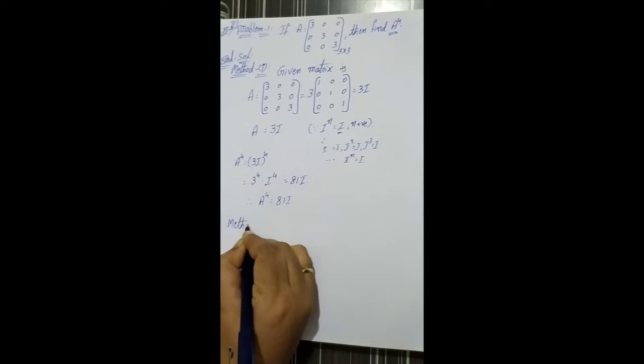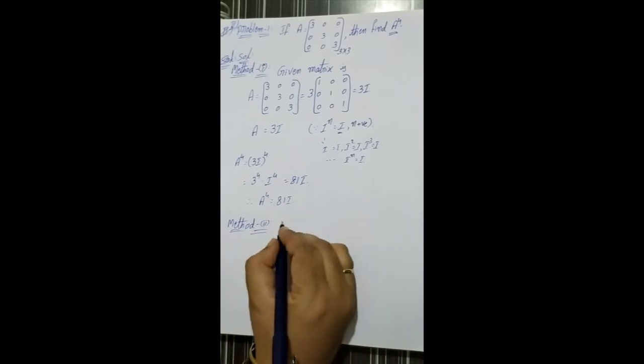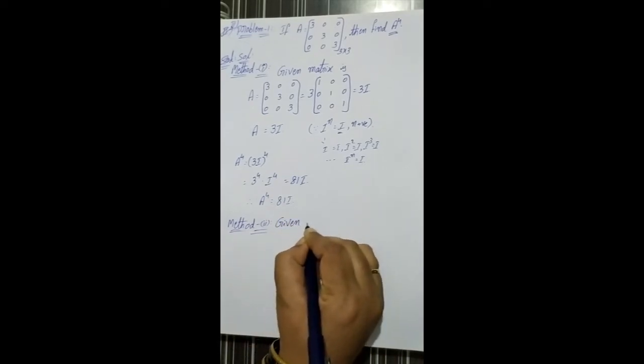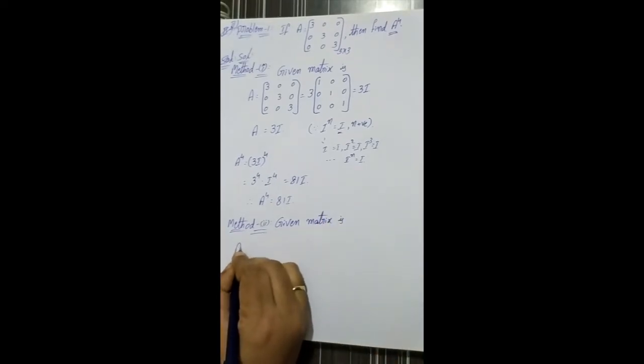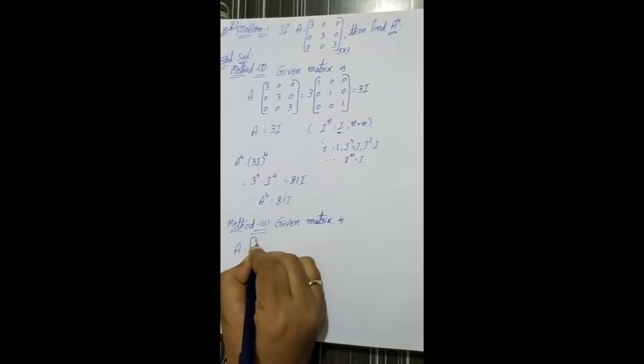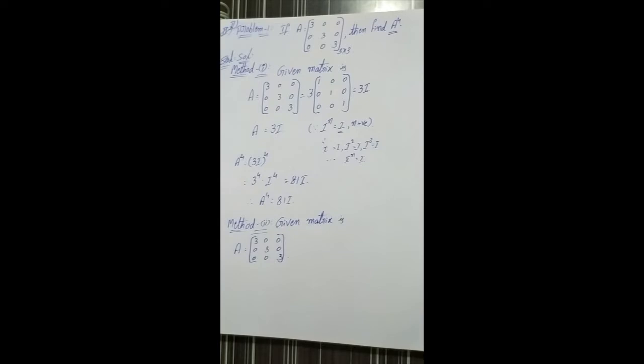And this solution has a second method. We can calculate by any method in the example or exams. Same procedure. Given matrix is A equal to 3 0 0, 0 3 0, 0 0 3. This is matrix A. We can find A power 4. A power 4 means A square into A square. First we calculate A square value and then multiply A square with A square. We get A power 4 value.